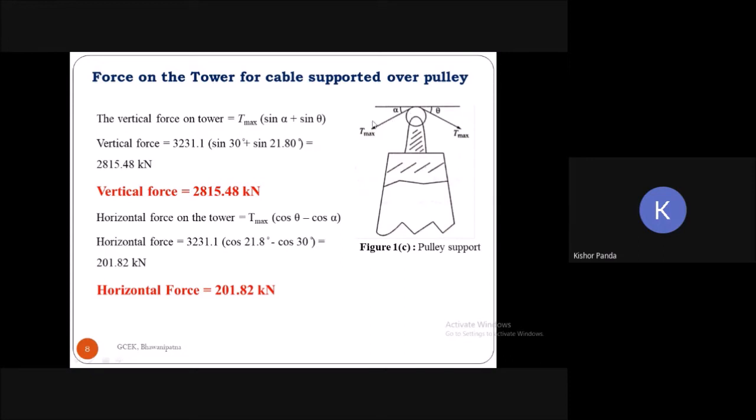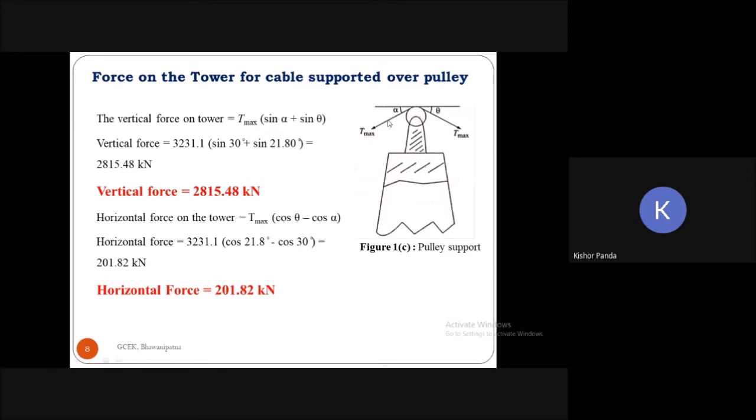This is the tension in the anchor cable, and the angle of the anchor cable is alpha, which is given. This is the tension in the cable, and this angle you have already calculated. So the vertical force on the tower is equal to T max (sin alpha plus sin theta), because you take the component of these two tensions in the vertical direction.